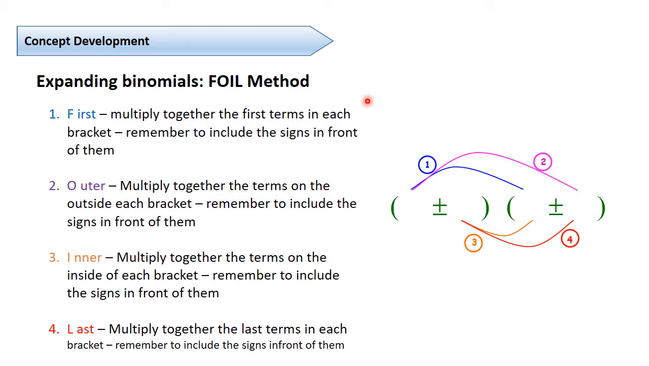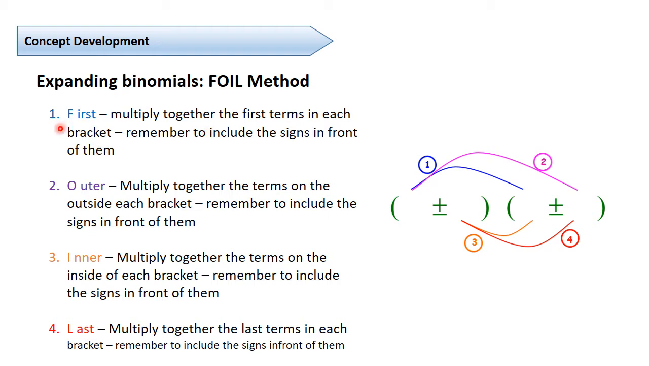Now, drawing boxes might not be your thing, so what we have is another method called the FOIL method. The FOIL method is a really nice way for us to keep in mind all the different multiplications that we need to do whenever we expand our brackets, our binomials, to make sure that we don't forget any.